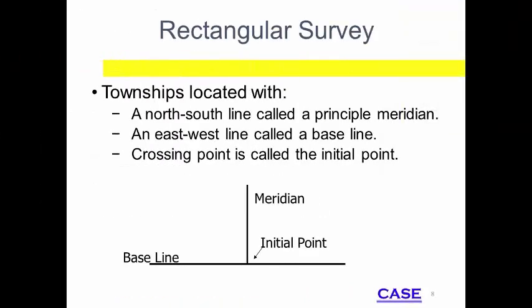In the rectangular survey system, a tract of land is identified by a meridian and baseline. The meridians are further divided into range lines, while baselines are divided by tier lines.